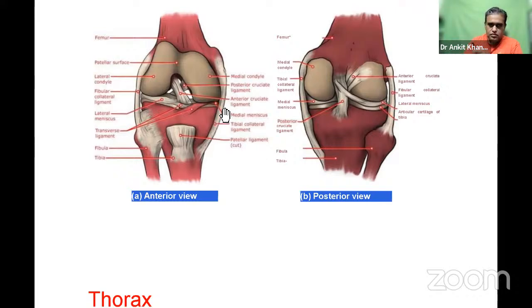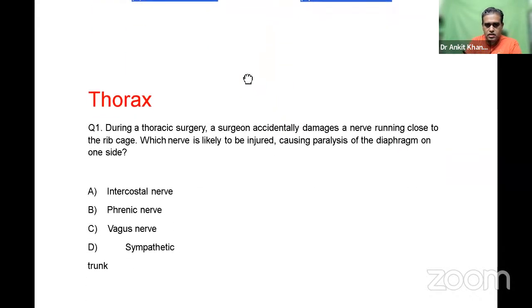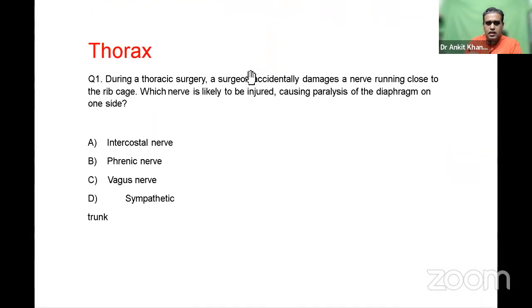Okay. Let us see the question on the thorax part also. During a thoracic surgery, a surgeon accidentally damages a nerve running close to the rib cage. There can be damage to nerves, but look at the next line. Which nerve is likely to be injured, causing paralysis of the diaphragm on one side? What does it mean? It means that that nerve has to give motor supply to the diaphragm. Yes or no? Only then there will be a paralysis of the diaphragm.